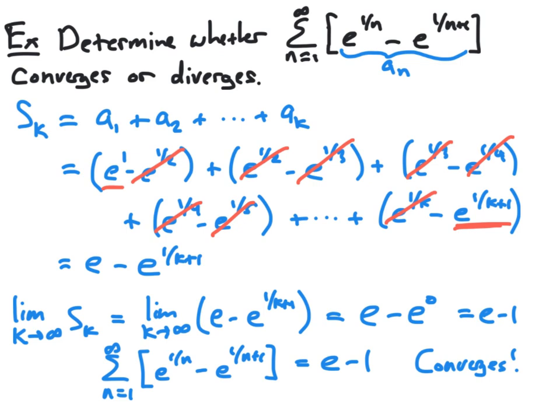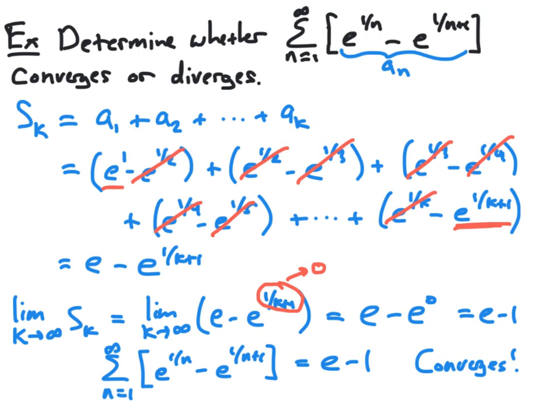We then take the limit as k approaches infinity of our sequence of partial sums, s sub k. So we want the limit as k goes to infinity of e minus e to the 1 over k plus 1. This exponent, 1 over k plus 1, as k goes to infinity, will go to 0 because the denominator of the exponent gets very large. And so here we have a limit of e minus e to the 0, and e to the 0 is 1, so our limit is e minus 1.